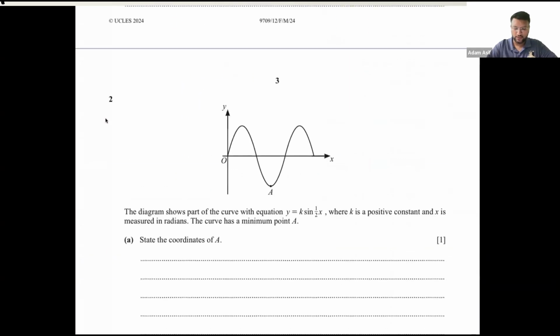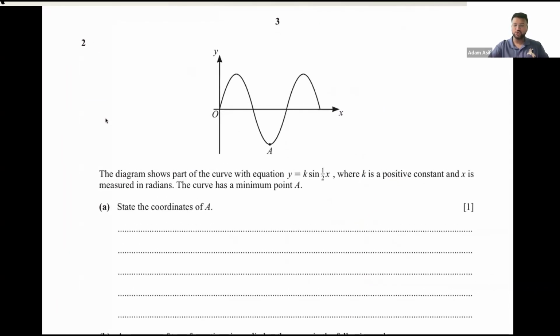Done? Okay. Now, question number 2. The diagram shows part of the curve with the equation y equals k sine half x, where k is a positive constant and x is measured in radians. The curve has a minimum point A. State the coordinates of point A. We need to identify the coordinates of point A, and this is the minimum point.